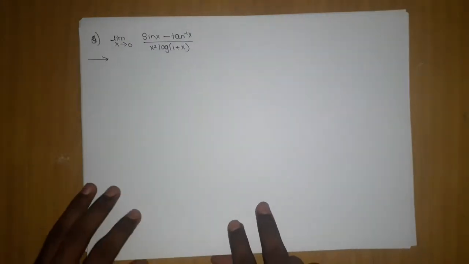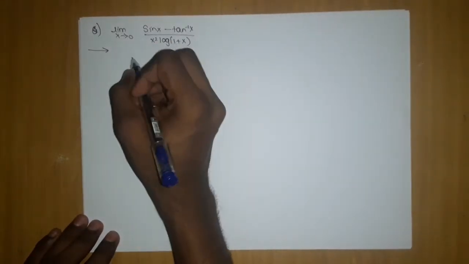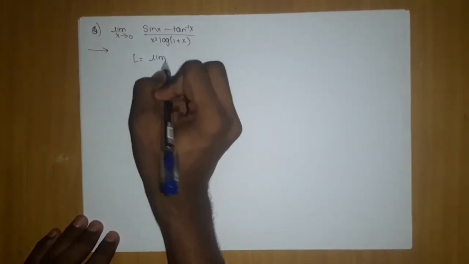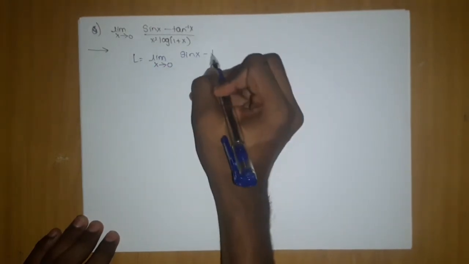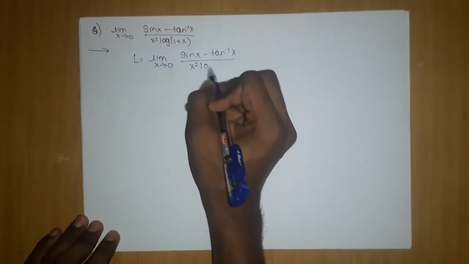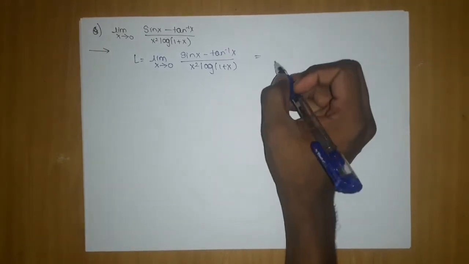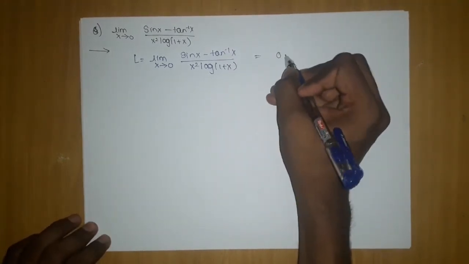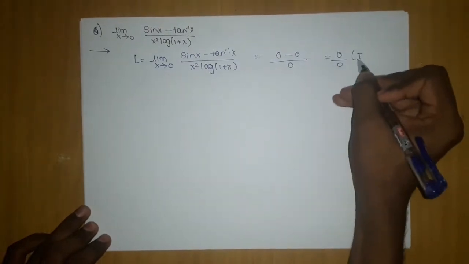The next question is as follow. Limit x tends to 0 sin x minus tan inverse x upon x square log 1 plus x. What we have to do, write this thing, limit x tending to 0 L sin x minus tan inverse x. This is very crucial statement you have to write, and then substitute the values and check the nature of the limit, no matter what the problem is. Indeterminate form.